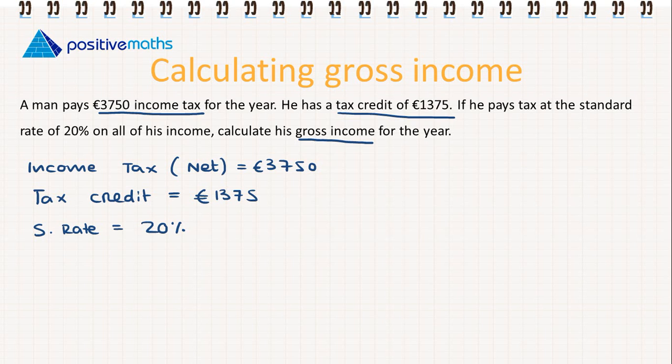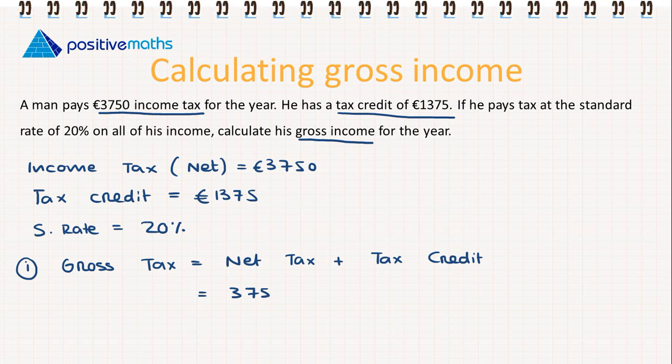Okay, so the first thing that we're going to do is calculate the total amount of tax. So we're going to calculate the gross tax. We must remember that the gross tax is equal to the net tax plus the tax credit. Usually when we're calculating net income, we subtract the tax credit from the gross tax to find the net tax. So this is the other way around. The net tax is 3,750. Tax credit 1,375. So the gross tax is €5,125.